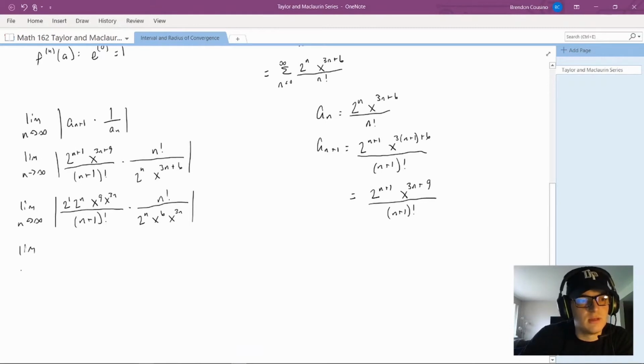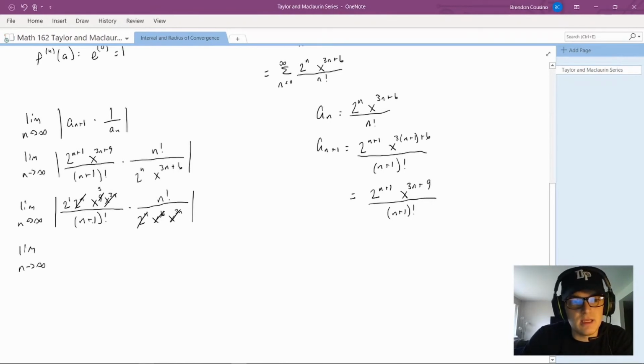So we have the limit as n approaches infinity of, so we have a 2 to the n that cancels with the 2 to the n. We have an x to the 3n that cancels with an x to the 3n. I have an x to the 9th, and this x to the 6th is going to cancel with 6 of the x's in the numerator. So that's going to leave x to the 3rd.